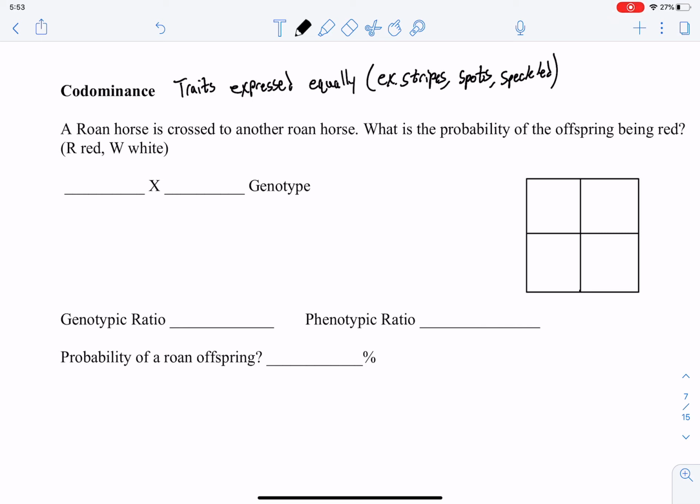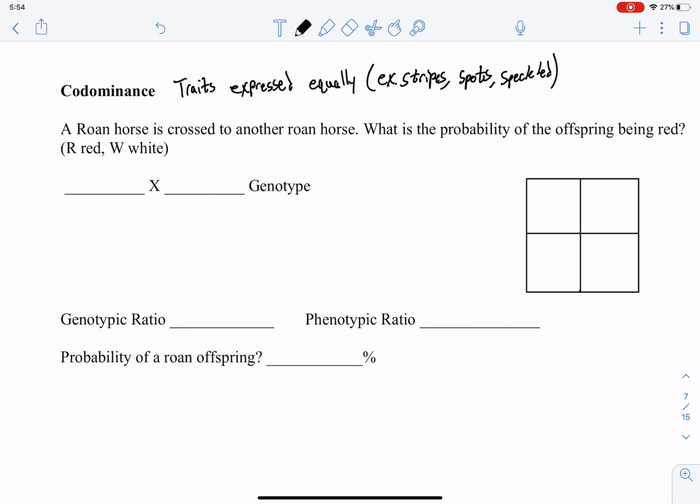Okay, so our example for this one is called a roan horse. So a roan horse is when you have a horse that is red and white. Okay, it's got like splotches on it. Okay, and so if we look at a roan horse, what is the probability of the offspring being red or white? So a roan horse is crossed to another roan horse. Before we get into that, let's just clarify.